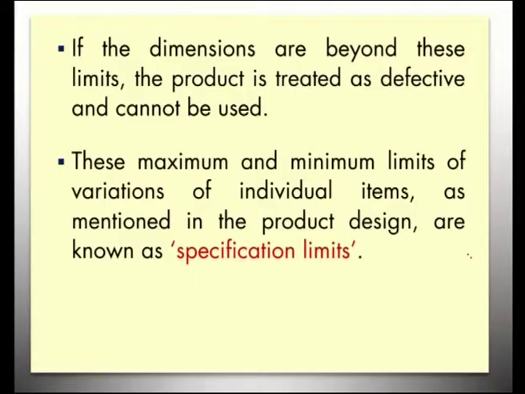So, the maximum and minimum limits of variations of individual items as mentioned in the product design are called specification limits. Control limits specify whether the product is in control or not, and specification limits are actually the maximum and minimum limits. Specification limits mention that the dimensions should not go beyond the maximum and should not go beyond the minimum limits.